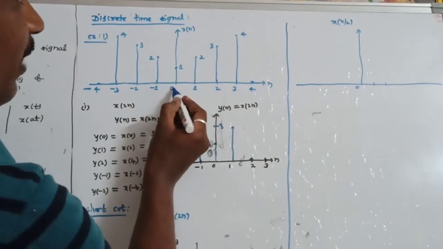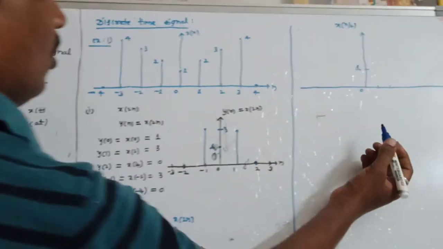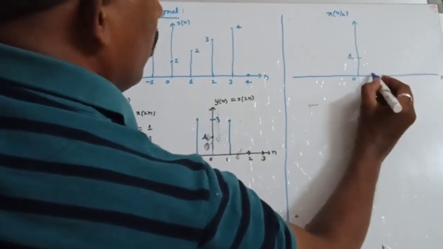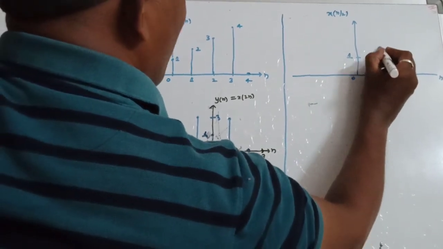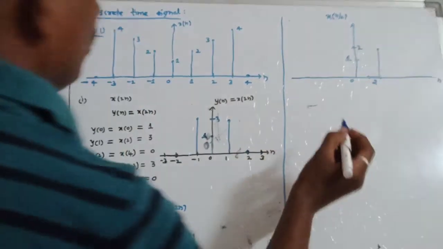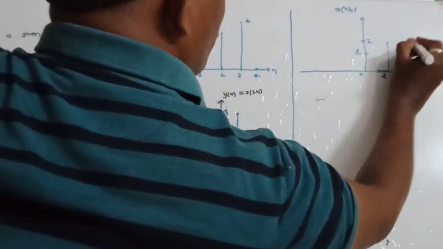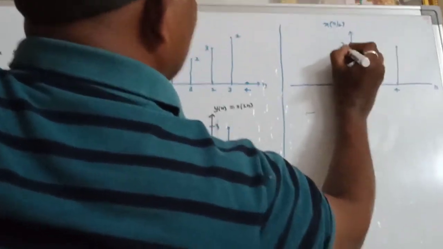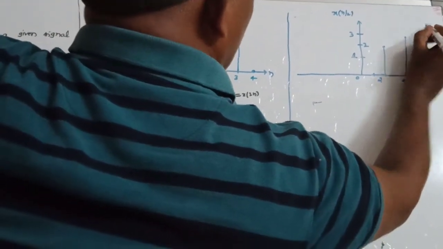So 0 multiplied by 2 is 0. So therefore this sample will remain as it is, 1. So 1 multiplied by 2. So the first sample is 2. So at 2 the amplitude is 2. The second sample, 2 into 2, 4. So the amplitude is 3. 3 into 2, 6. The amplitude will become given 4.